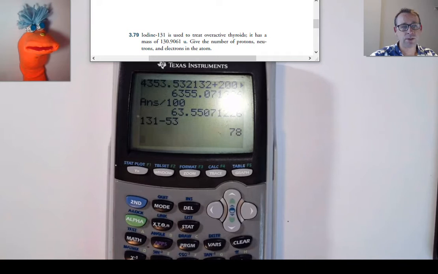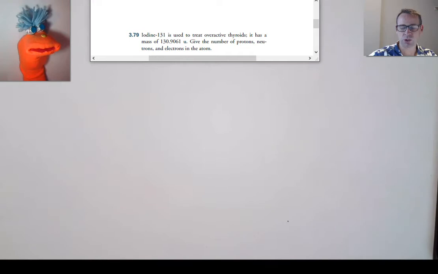And what about electrons? Well, you said if there's no charge. Is there a charge on this? There isn't a charge. It just says iodine 131. It would have to give us more information if there was a charge. So what does that mean? It has the same number of electrons as protons, which is 53. Okay, very good.